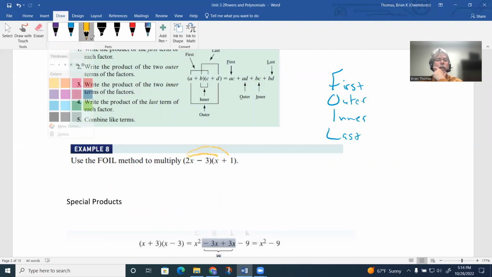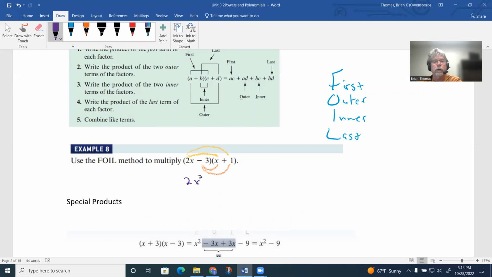And then my next two moves would be here to here, that's the inner terms. And then the last terms would be the -3 and the 1, if you can see some patterns there. So notice how there's still going to be these four multiplications. So you have to do 2x times x, which would be 2x squared. And then 2x times 1 would be a positive 2x. And then you do -3 times x would be -3x. And -3 times 1, which is -3.